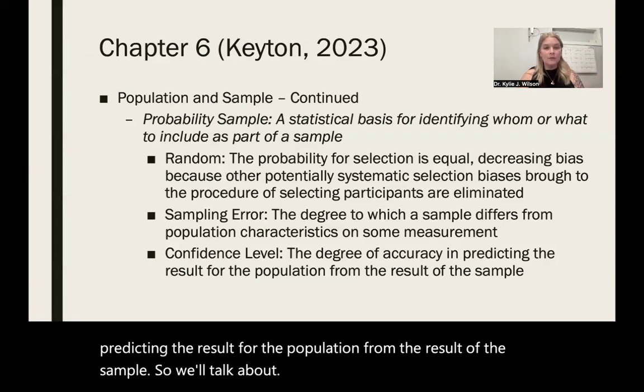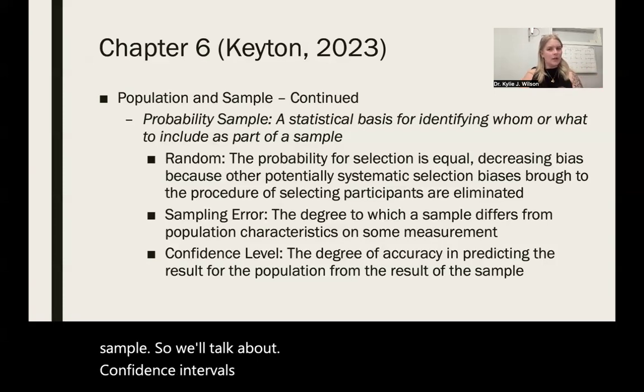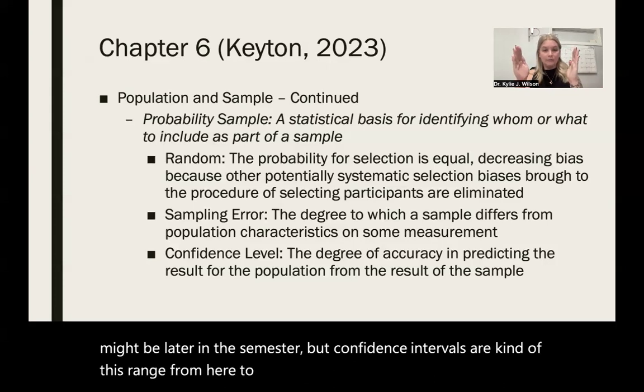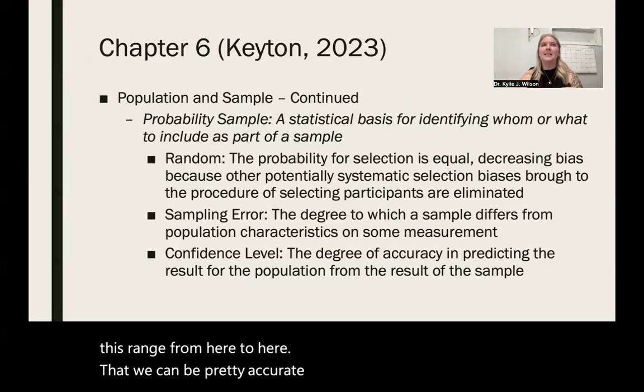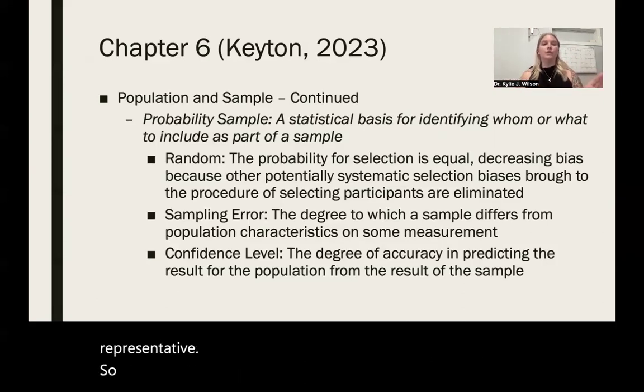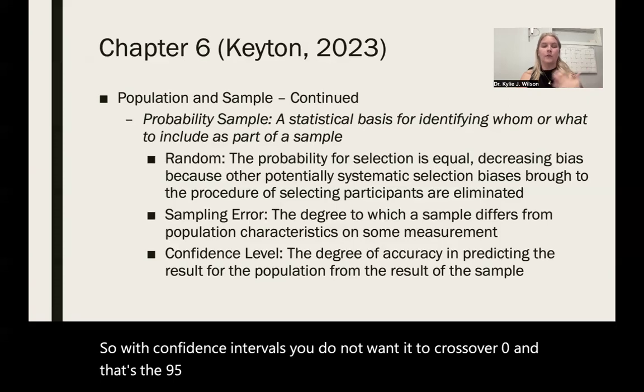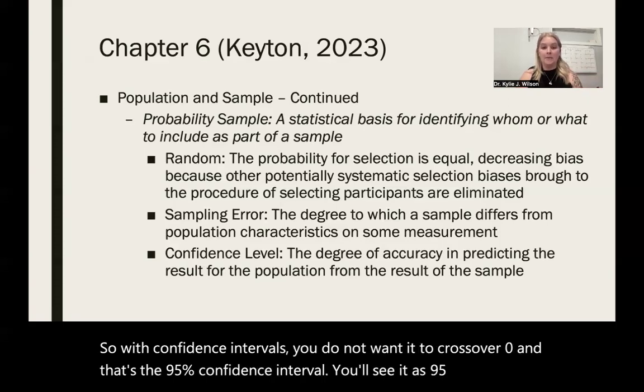So we'll talk about confidence intervals. I think it's this chapter. It might not be. It might be later in the semester. But confidence intervals are kind of this range from here to here that we can be pretty accurate in and say that it's going to be representative. So with confidence intervals, you do not want it to cross over 0. And that's the 95% confidence interval. You'll see it as 95% CI, right?